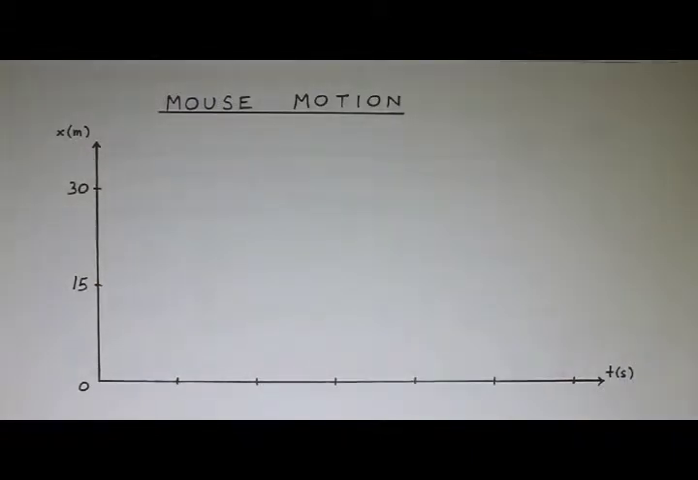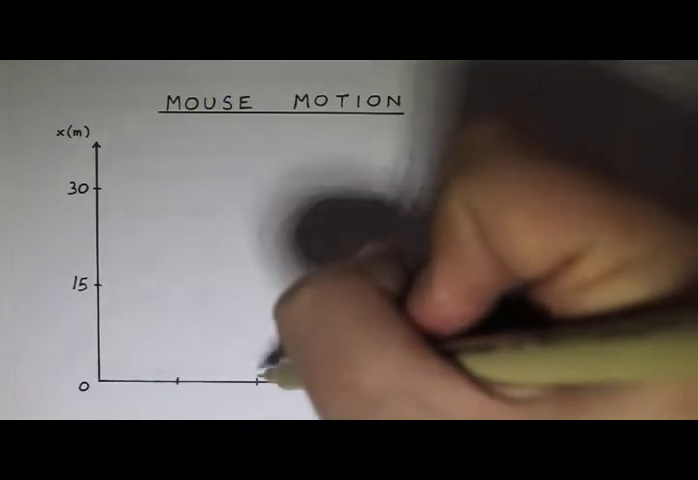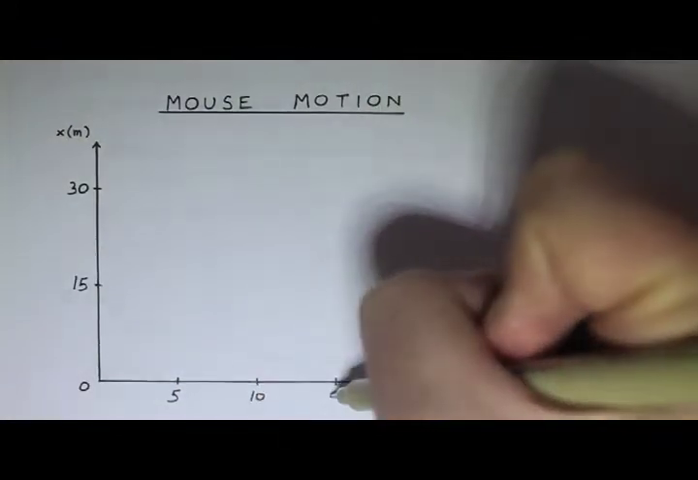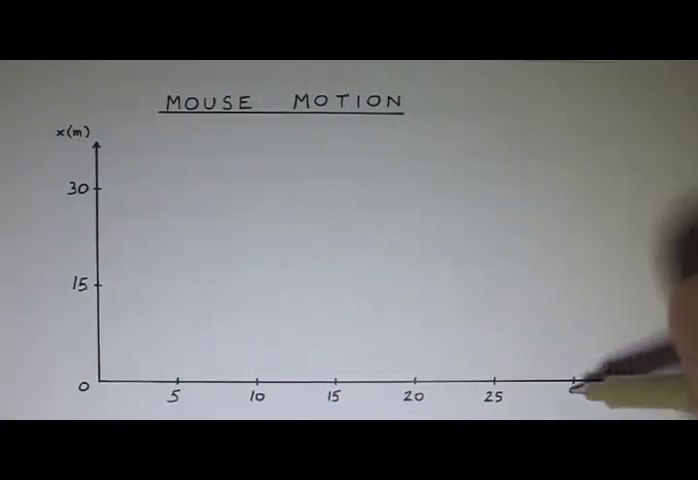The time, on the other hand, well, we know it took him 30 seconds to do the whole trip. So if this is 30, let's see, that can be 20 and that can be 10. So this is going in units of 5. So 5, 10, 15, 20, 25, 30. Okay, and now I'm ready to graph.